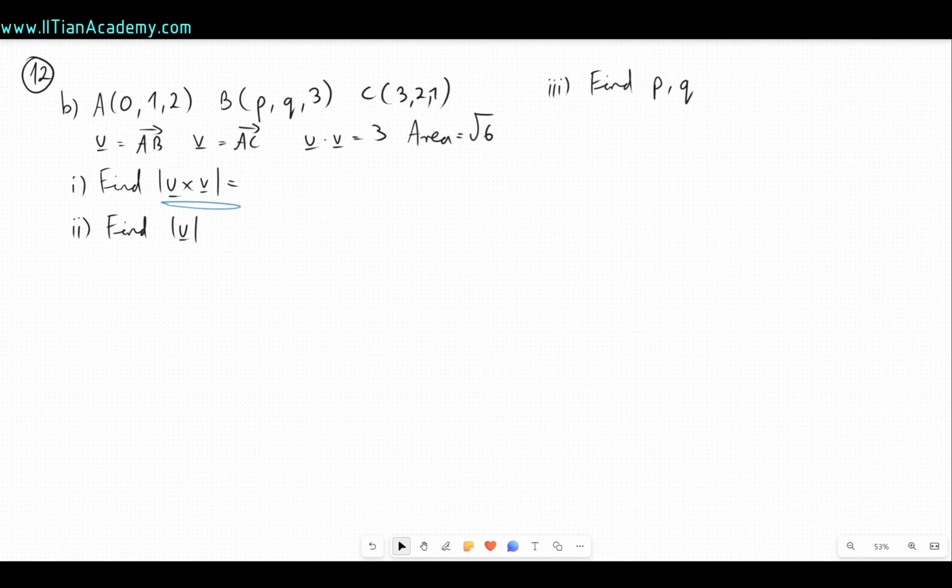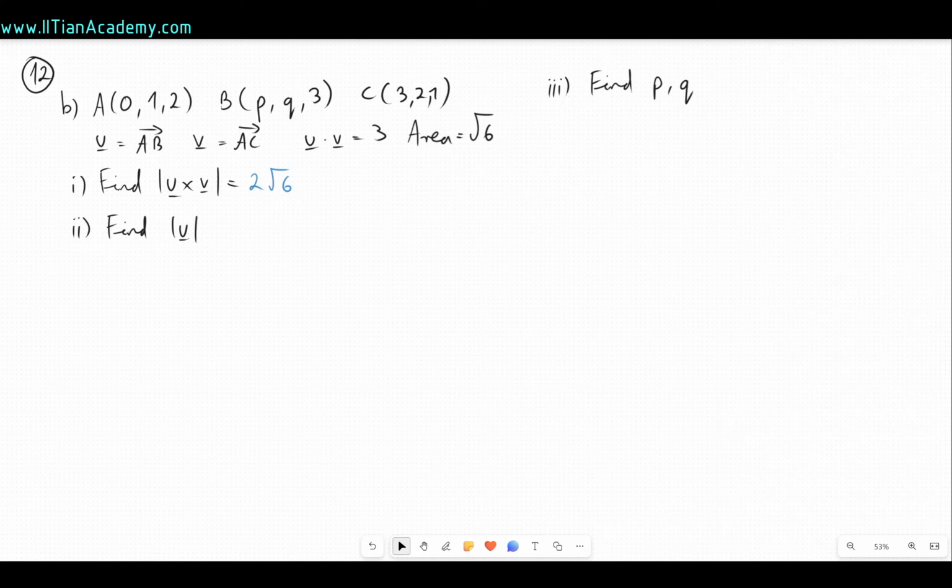So we know this: if u and v are adjacent sides of a triangle, the magnitude of their cross product will be double the area of a triangle. We know the area of the triangle is root 6, so this will be 2 root 6. In part 2, we need to find the magnitude of u.